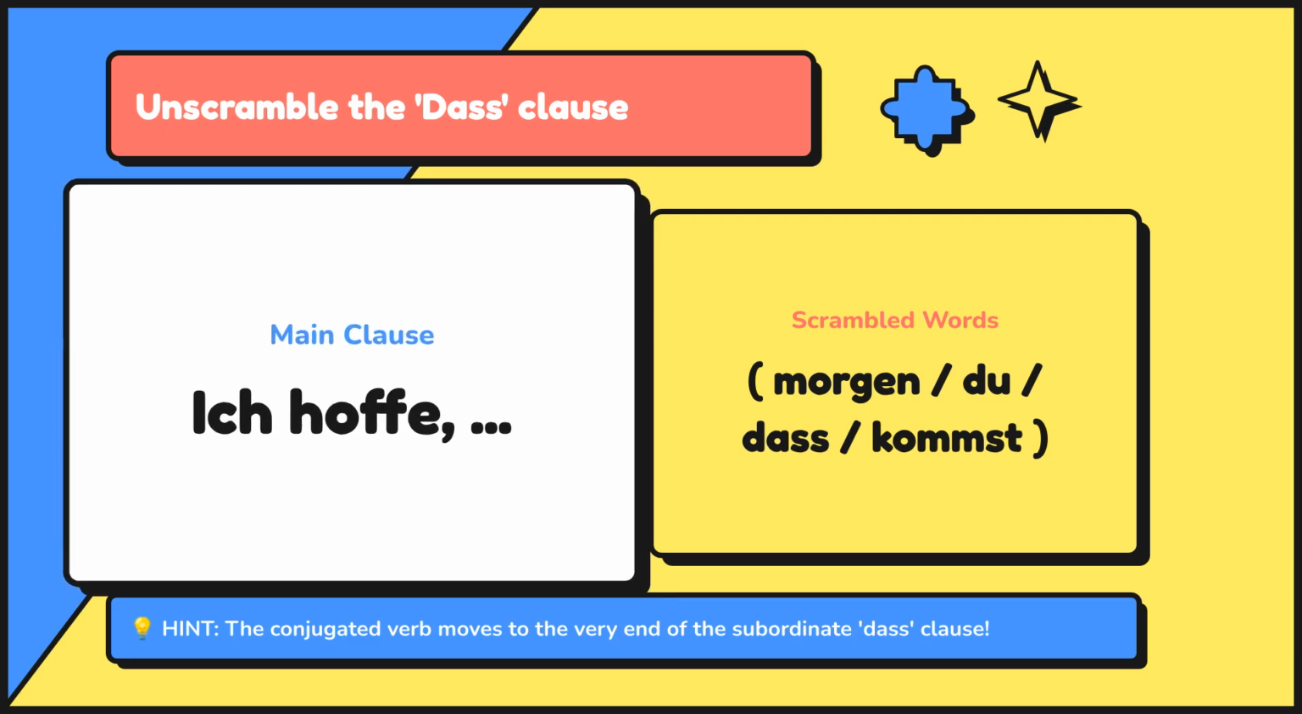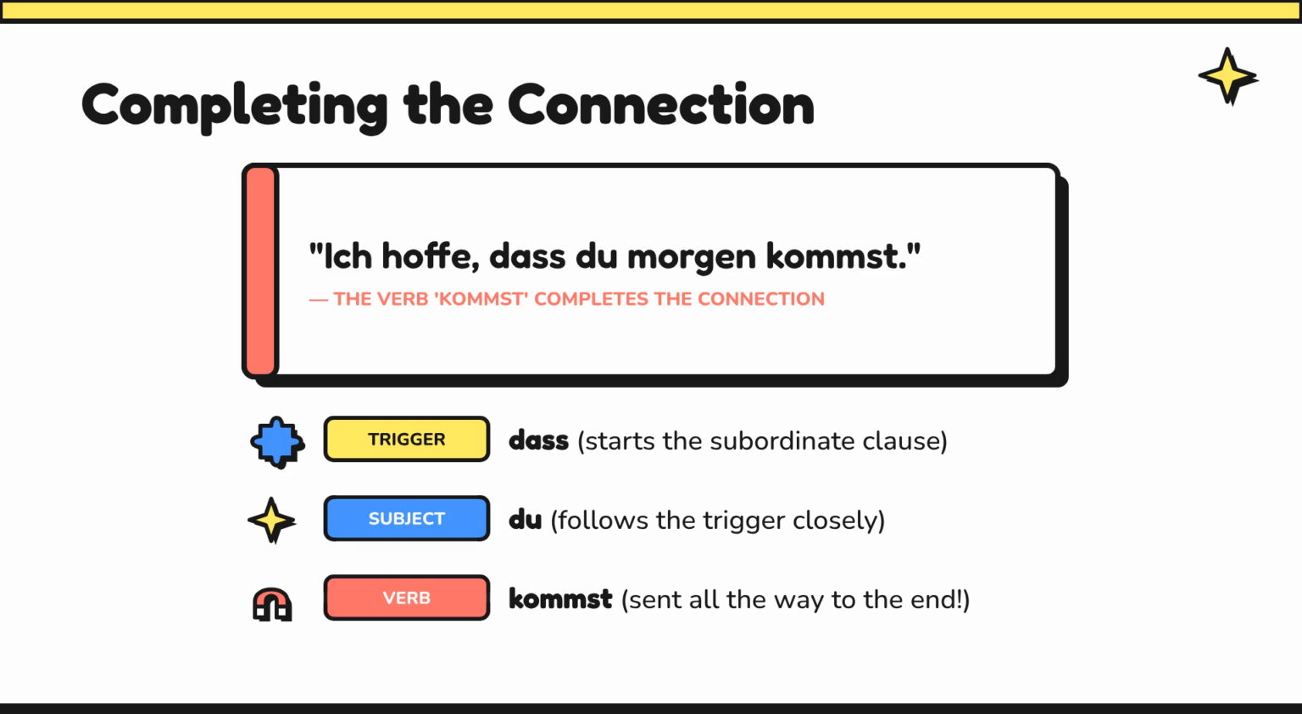Don't let the verb escape. The solution? Ich hoffe, dass du morgen kommst. The verb kommst completes the connection at the very end.